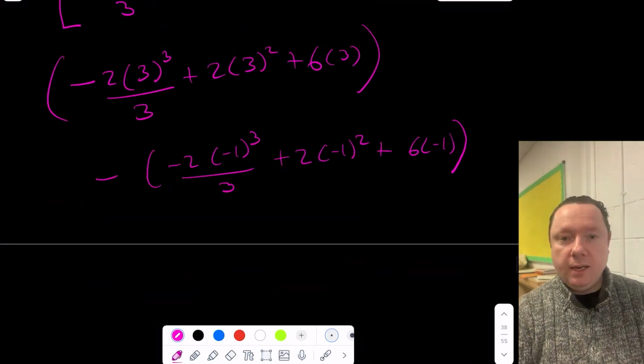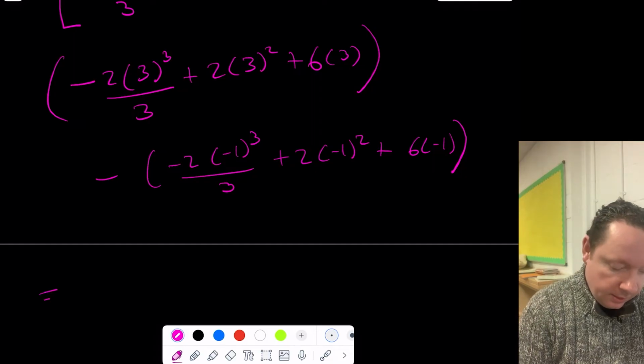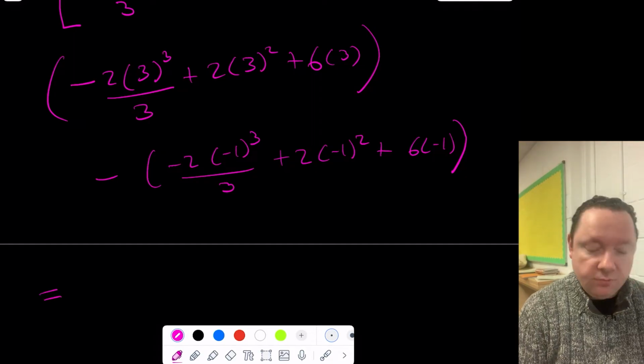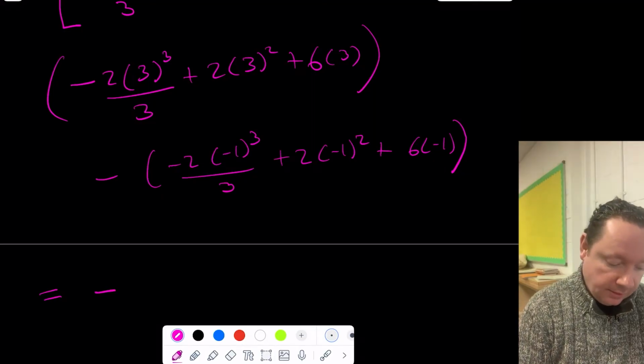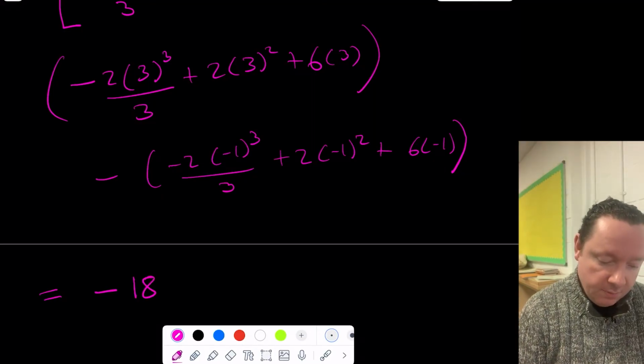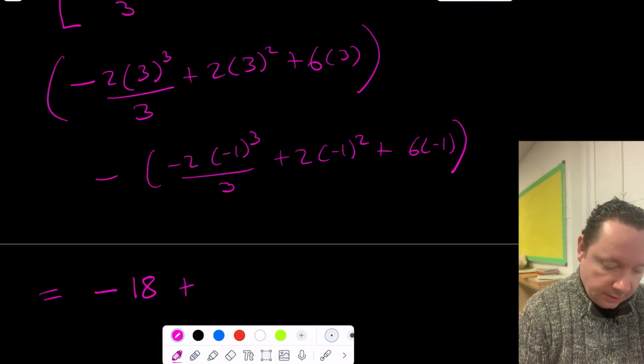So working on each individual term, the first term is 3 cubed, which is 27, divided by 3, which is 9, times 2 is 18. So I get minus 18 for the first term. 3 squared is 9, times 2 is 18, so I get plus 18. And then 6 threes is 18. So there is my first bracket.